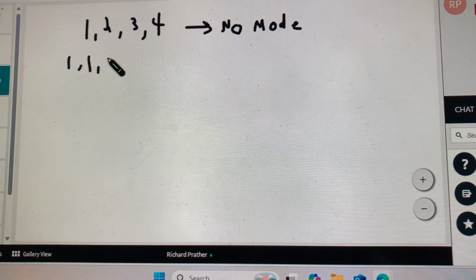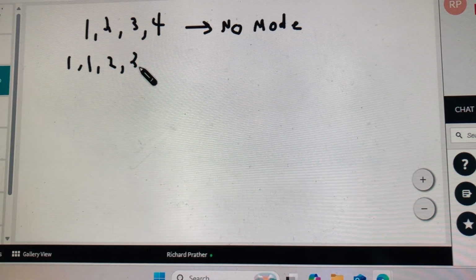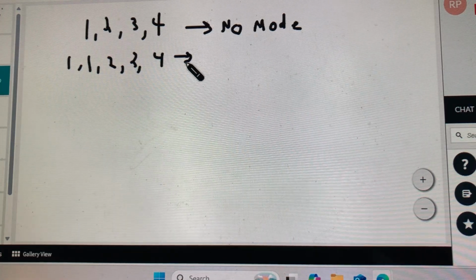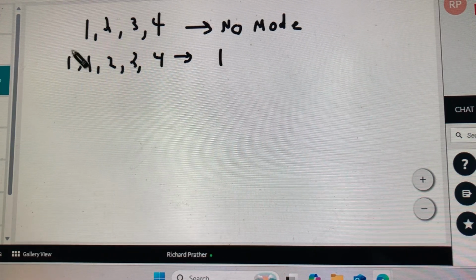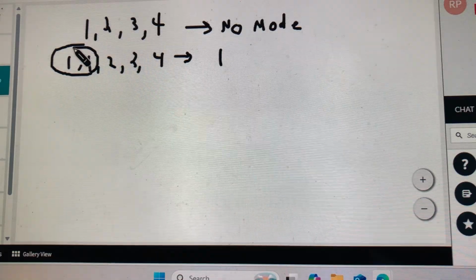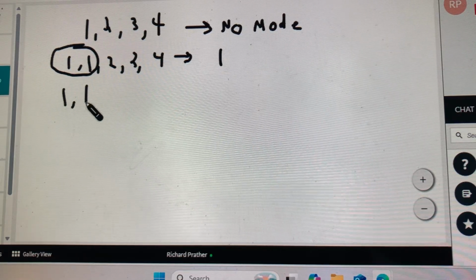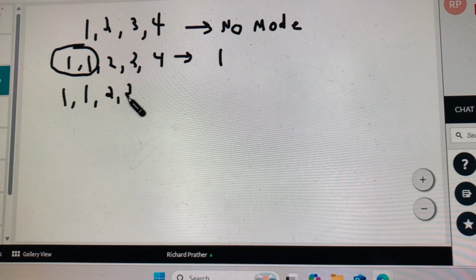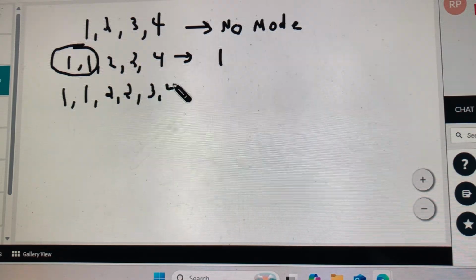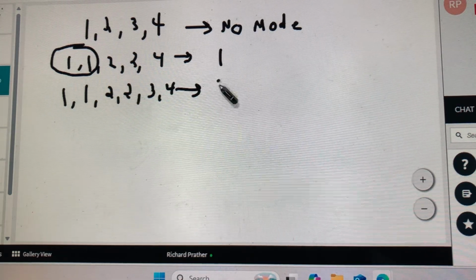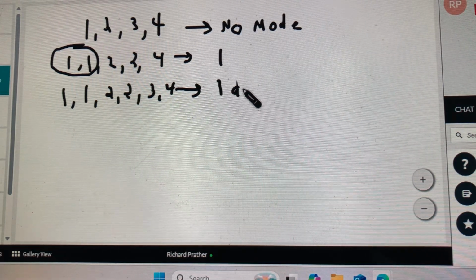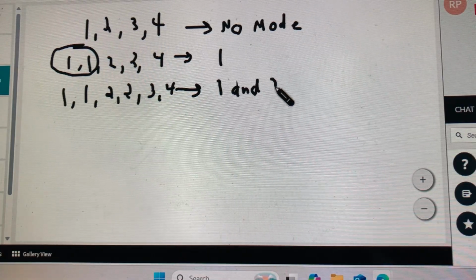So if you have 1, 1, 2, 3, 4, now the mode is only 1, because that's the one that happens twice. But you could have 1, 1, 2, 2, 3, 4. There can be a tie. There can be a 1 and a 2 for the mode. There can be multiple modes.